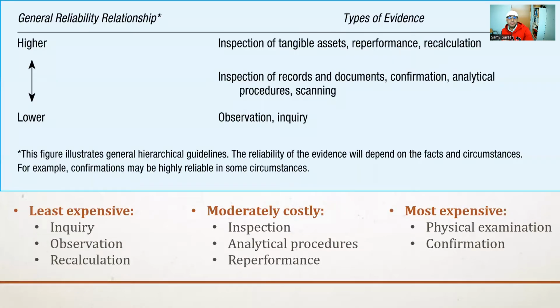So here, with that in mind, we need to match the cost of the evidence with the reliability. Inspection of tangible assets, reperformance and recalculation have the highest reliability. So yes, it is costly, but it also gives me good confidence in the client evidence. The inspection of records, document confirmation, and analytical procedures are in the middle. Observation and inquiry have the lowest reliability level.